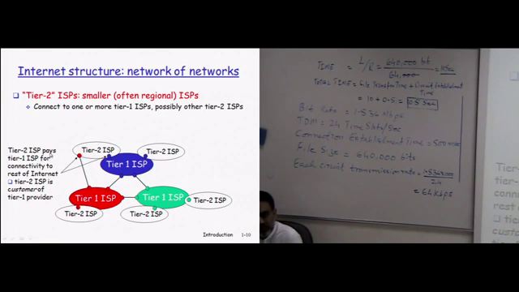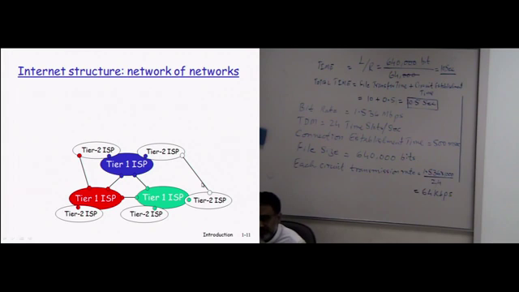A tier 2 ISP pays a tier 1 ISP for connectivity to the rest of the internet, because tier 2 gets the internet service from tier 1. So for that service they have to pay tier 1. A tier 2 ISP is a customer of a tier 1 service provider. Tier 2 ISPs also peer privately with each other, so two tier 2 ISPs can have a private connection with each other.